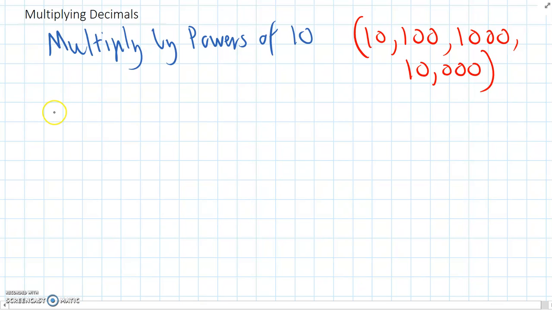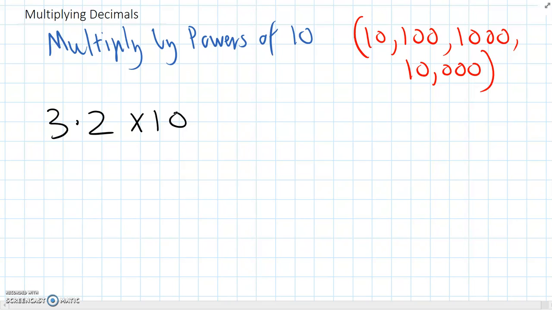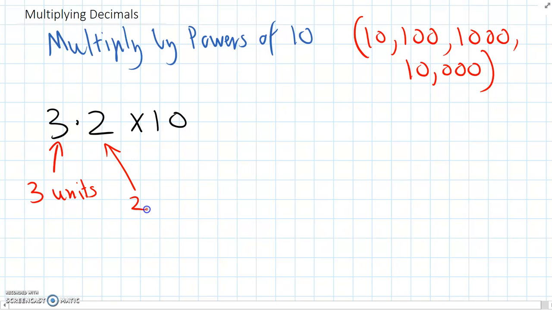So if we have a number like 3.2 multiplied by 10, we need to think about what's happening to each place value. If we break it down, we have 3 units and 2 tenths in this one. And each one of those place values is being multiplied by 10. So 3 units times 10, that gives us 30 units.